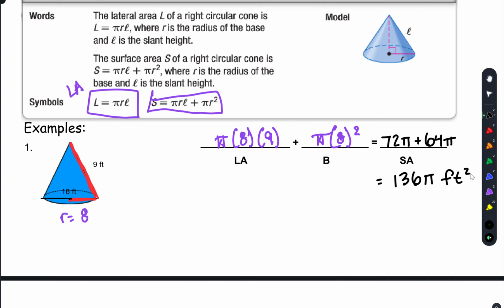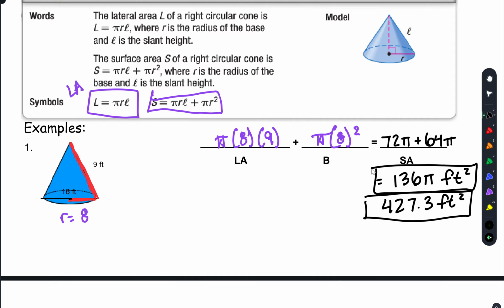If you really like decimals and you don't want to bother with all that nonsense, 427.3 feet squared is the decimal that I got. That's it. I think this formula is so nice and easy. Any questions on that? Okay, flip it over.